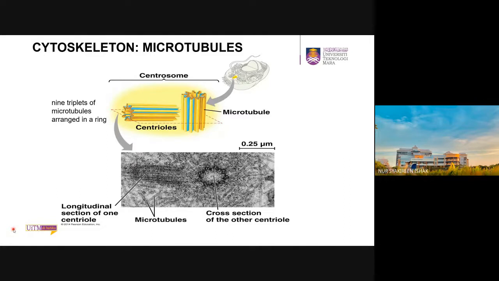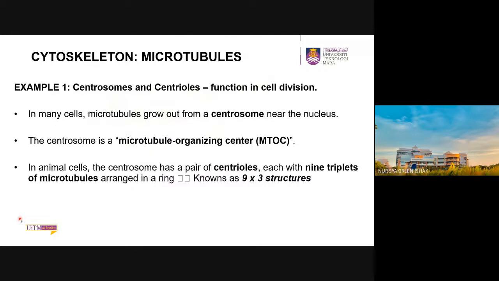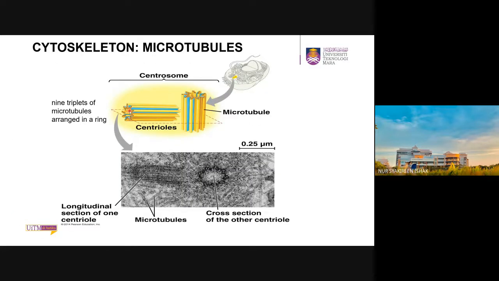Because I am used to another term, in your notes they put 9 times 3 structures. Another way of writing it is 9 triplets of microtubules. So 9 triplets of microtubules or 9 times 3 structures. Because when you look here, the three tubules, this triplet, are arranged in a ring 9 times. So there are 1, 2, 3, 4, 5, 6, 7, 8, 9. 9 triplets of microtubules arranged in a ring.